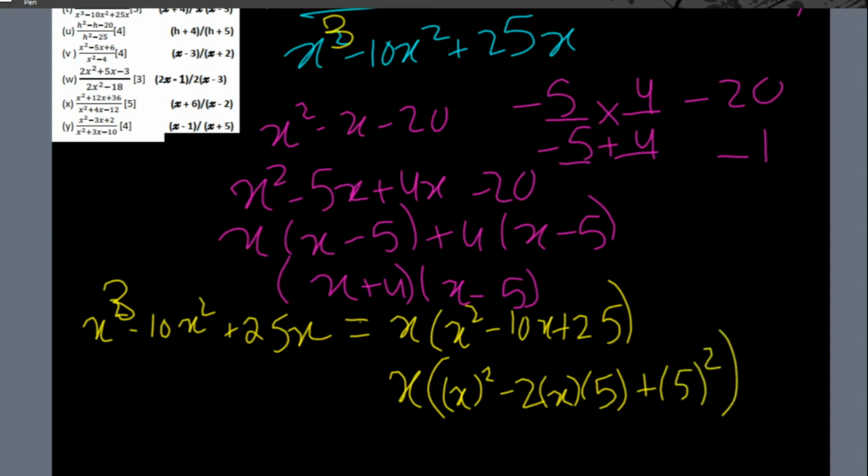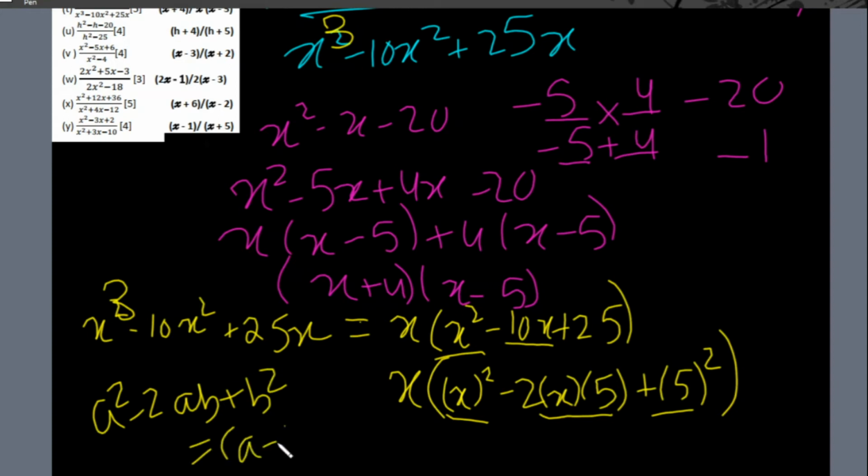So all I've done is written x square as x whole square, minus 10x as minus 2ab, so minus 2 times x times 5, and 25 as 5 square. This is the formula for a square plus minus 2ab plus b square. A square minus 2ab plus b square equals a minus b whole square. So x stays as it is, and then x minus 5 whole square.